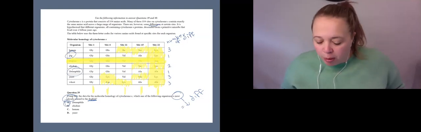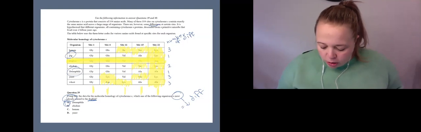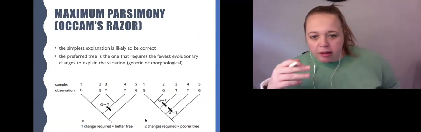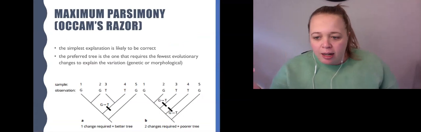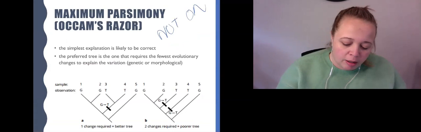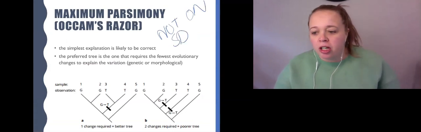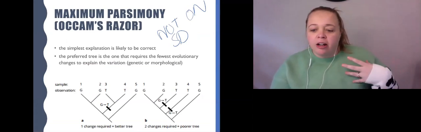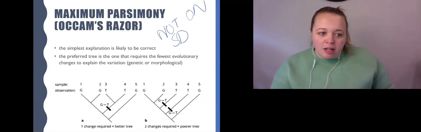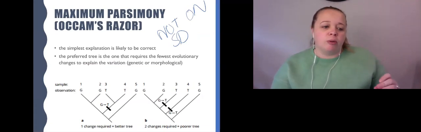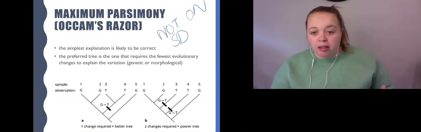So that's the kind of problem solving that they're going to get you to do on here. The very last little bit that I'm going to talk to you about is this thing that's in your notes. This is the theory of maximum parsimony, which is called Occam's razor. So this is not on the study design, but it's just trying to remind you that it's not about overcomplicating things, and often the simplest explanation is likely to be correct. So the best tree is the one that has the fewest evolutionary changes to explain the variation.